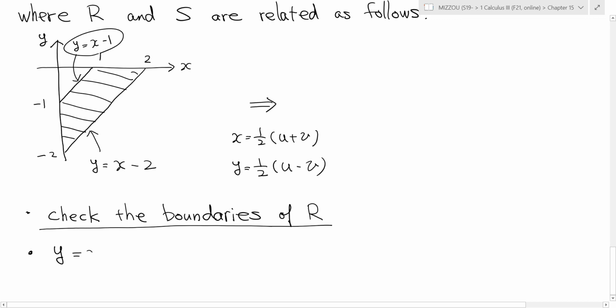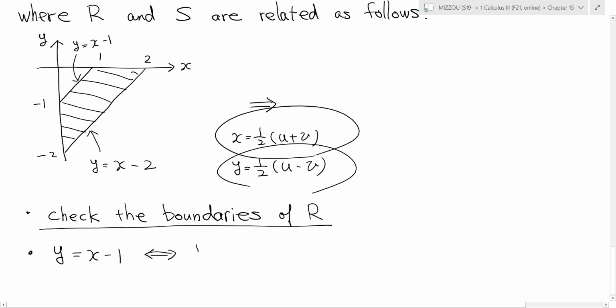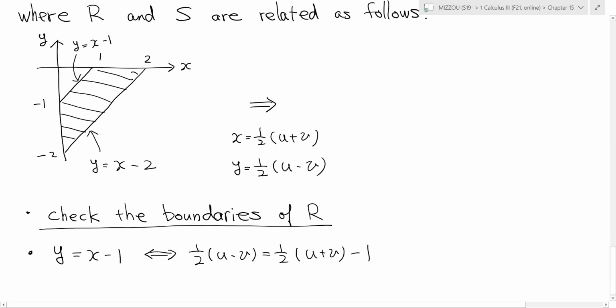Y is equal to x minus 1. What is this in terms of u and v? Well, we know that x is this and y is this. So therefore, u minus v is equal to u plus v minus 1. If you simplify this, you will see that this is equal to v is equal to 1. So on the UV plane, this is just v is equal to 1.